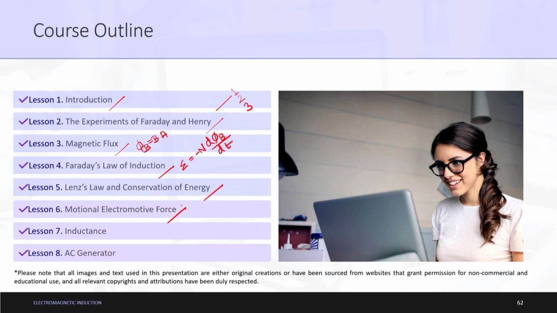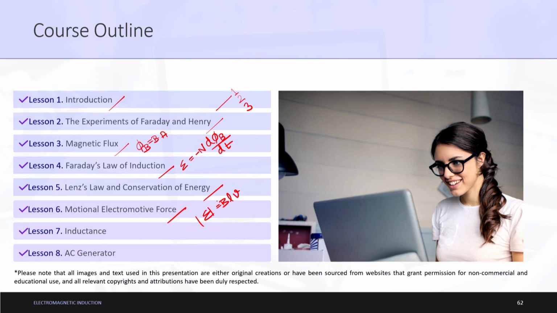Moving on to the motional electromotive force: if a rectangular conductor is being used and a PQ conductor is moving towards the magnetic field with a constant velocity v, then epsilon is equal to B L V, the magnitude will be equal to B L V. Then the next point is eddy currents.